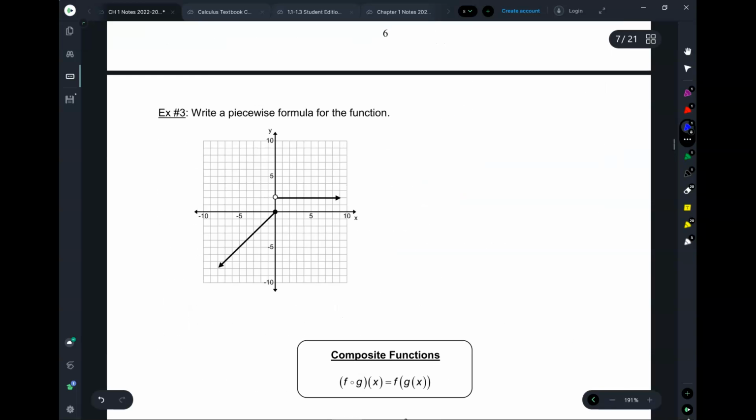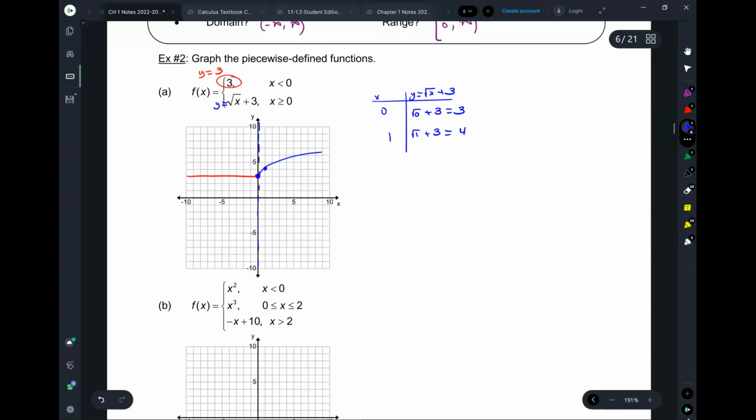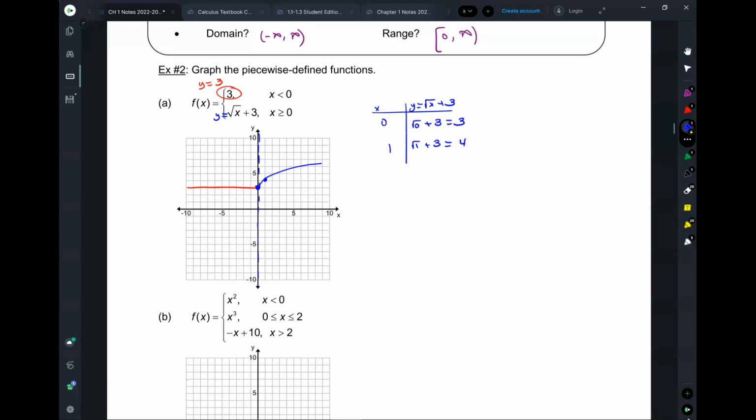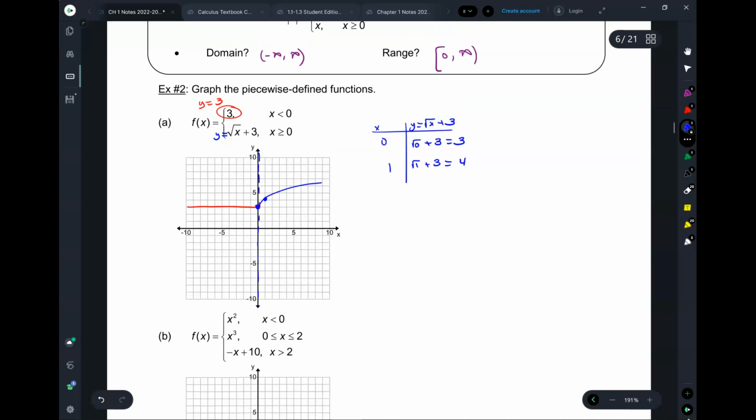And then for these, we don't need to find the domain and range. No, it's not asking you. It's just showing you piecewise functions to graph. Would we be asked for the domain and range? You might be. What is the domain? Negative... Right? And what is the range?